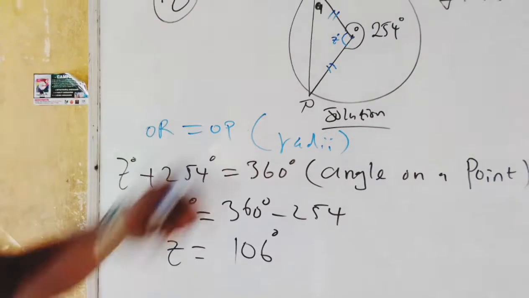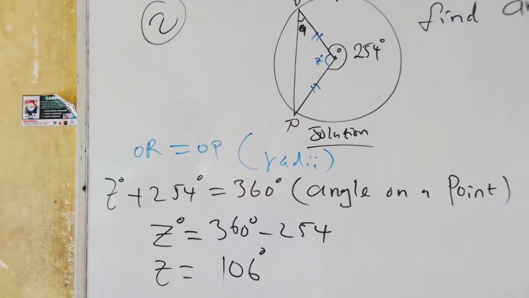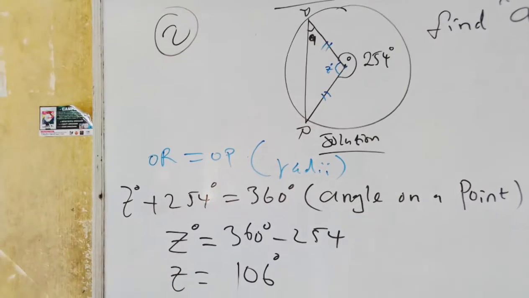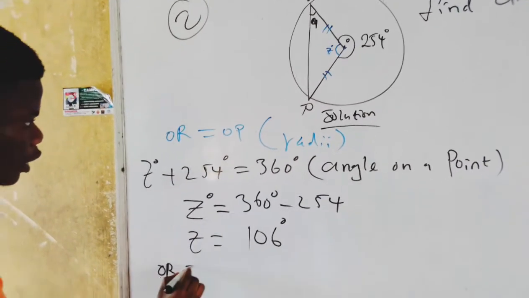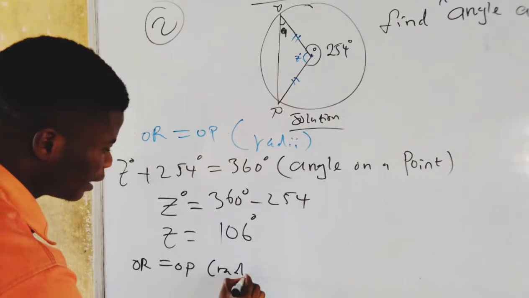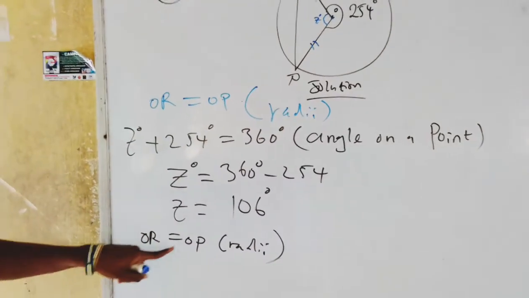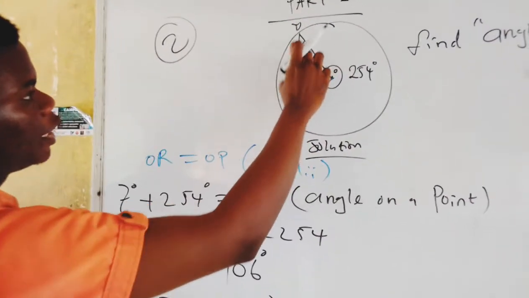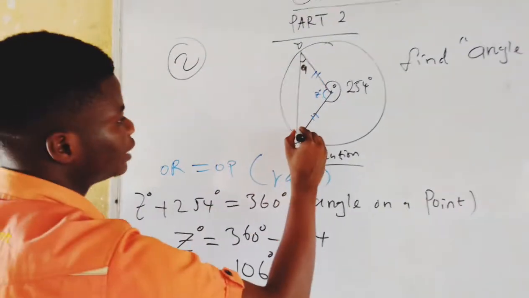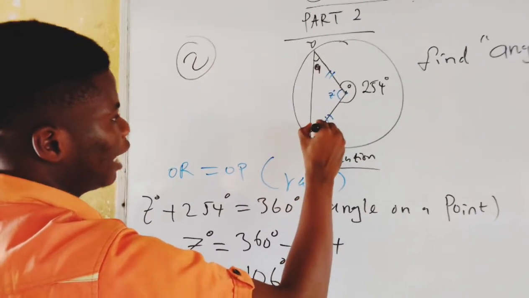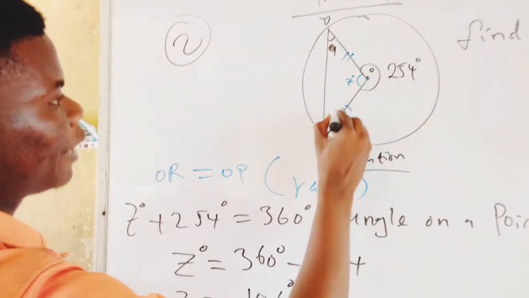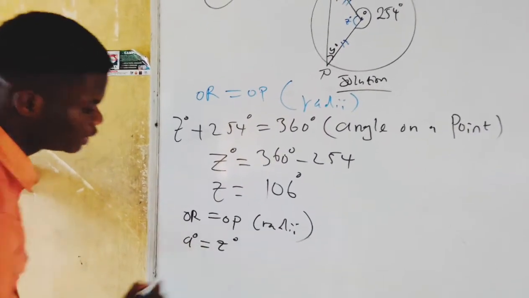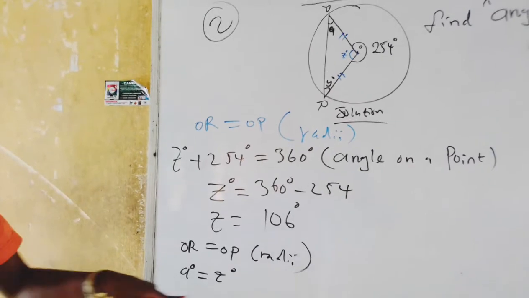So if I have Z to be 106 degrees, now I want to look for my A. And I told you that OR is equal to OP. Let me rewrite it. OR is equal to OP, radii. Therefore, this angle here is equal to this angle here. I can call this angle Y. So A degrees is equal to Y degrees.